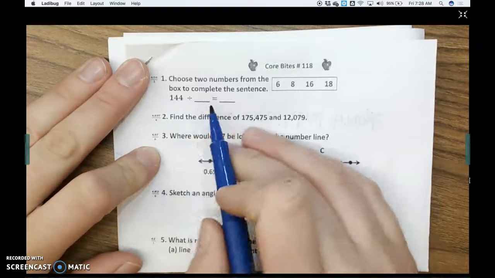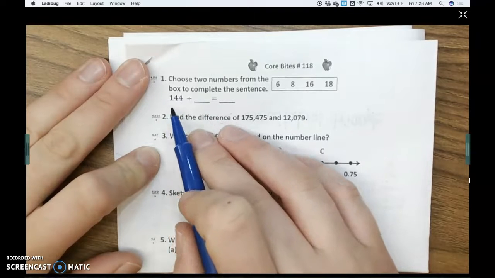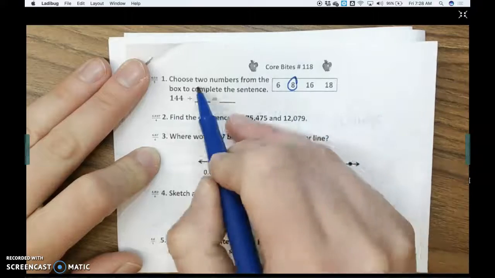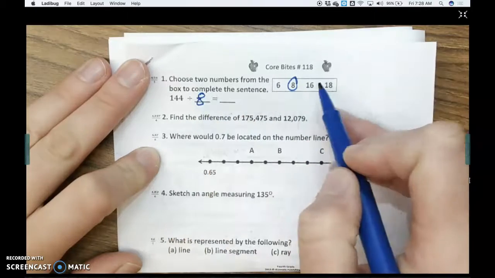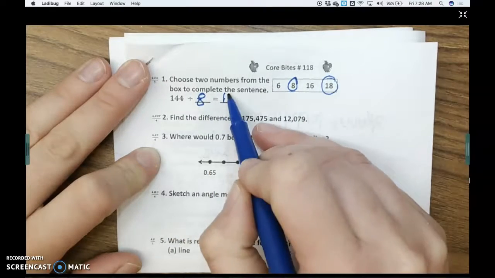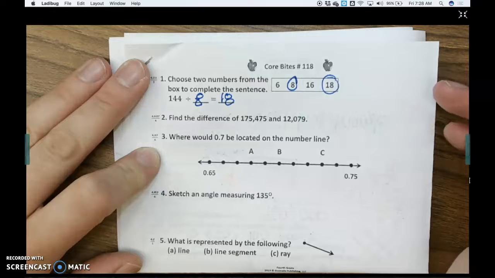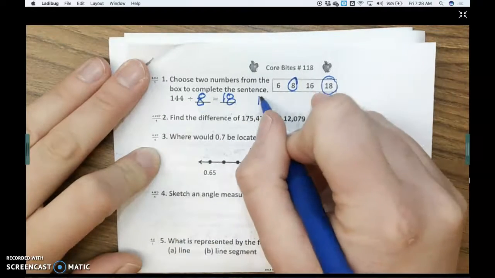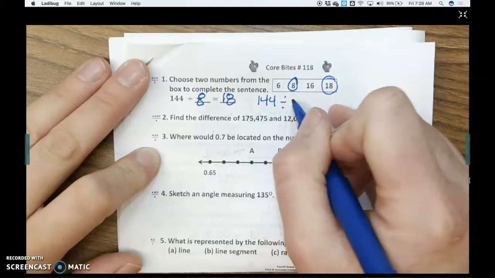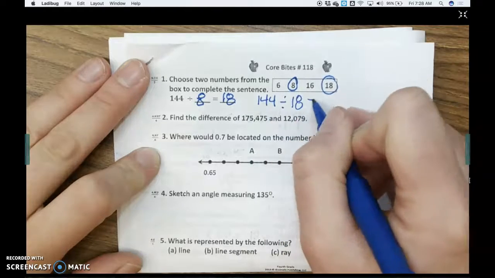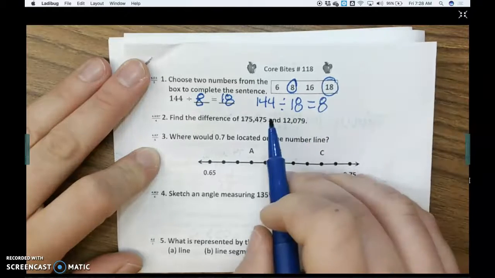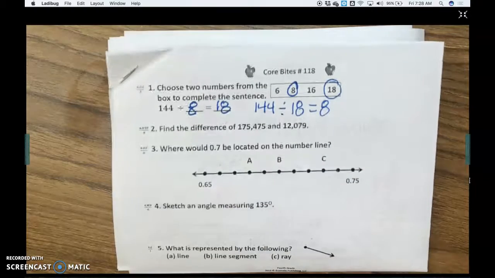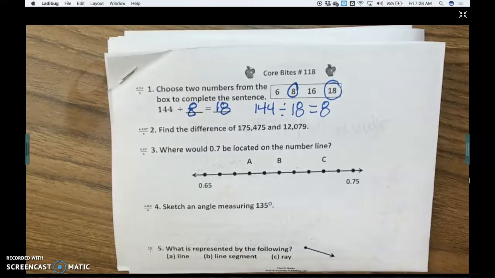So if you know your multiplication, you know that 144 divided by 8 gives you 18. That also means you could also do 144 divided by 18 gives you 8. Okay, so those are the only factors that work together to give you that total of 144.